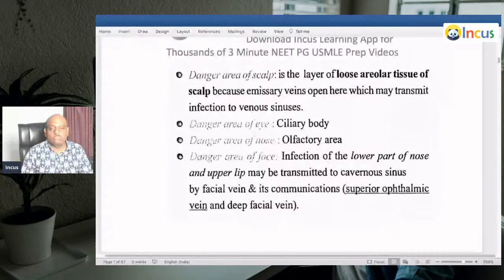Now, there are certain areas which are called the danger areas.